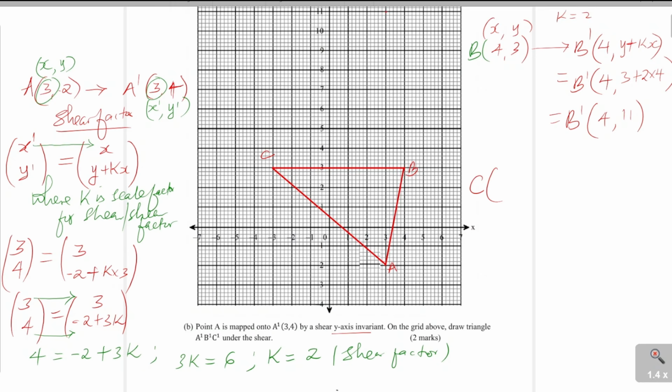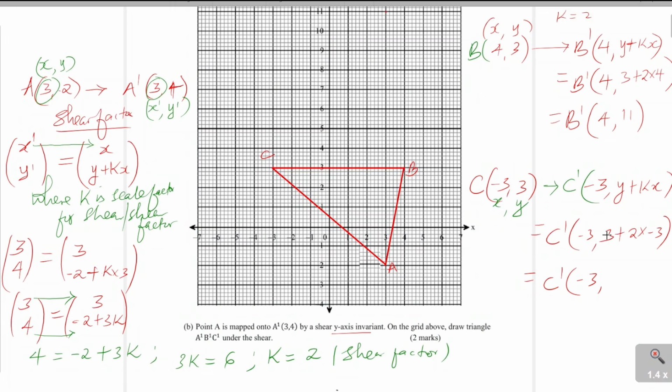Then for C, the object point is negative 3, 3. So that means x is negative 3, y is 3. So C prime will be given by, the x-coordinate is not changing, remaining to be negative 3. Then for y, we have y plus kx. So this gives C prime as negative 3, y is 3 plus k is 2 times x, x is negative 3, like that. So this gives negative 3, 3 plus negative 6. That would give 3 minus 6, negative 3.